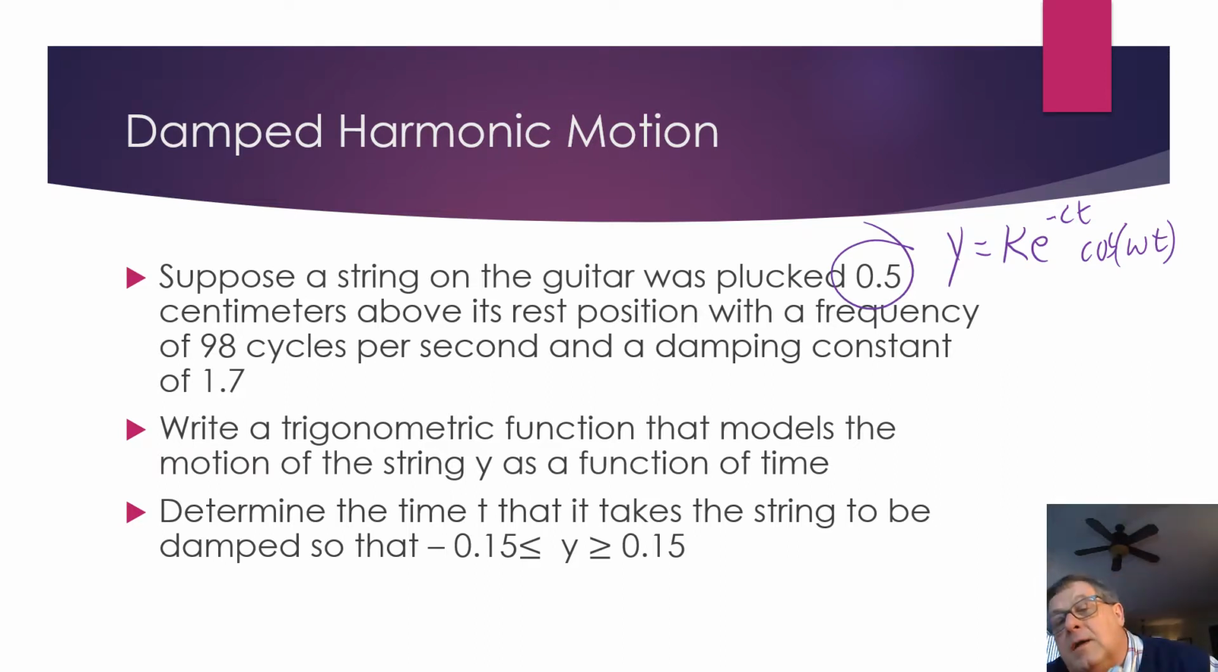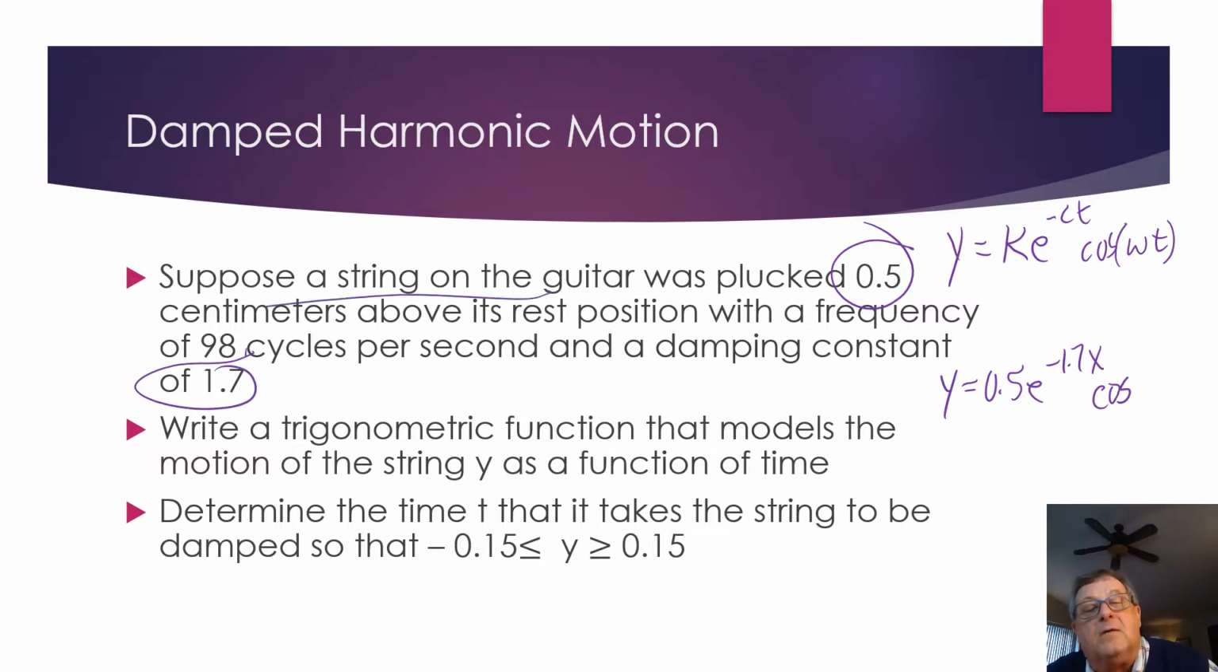So we're going to write this function: y equals 0.5 times the natural base e, and c, what was c? That was the damping constant, so that's negative 1.7, and we're going to substitute x for t, times the cosine. There's our damping constant.